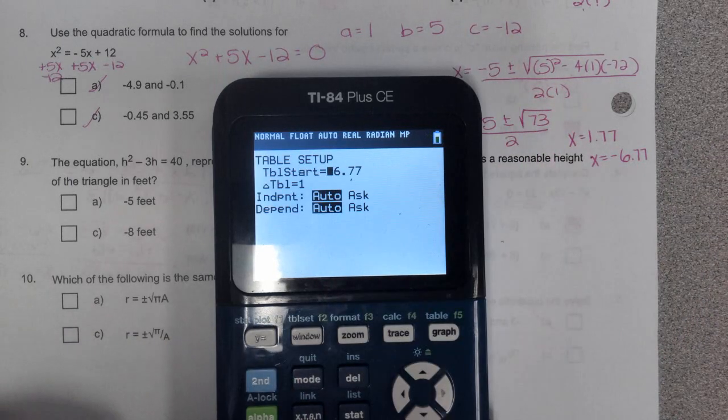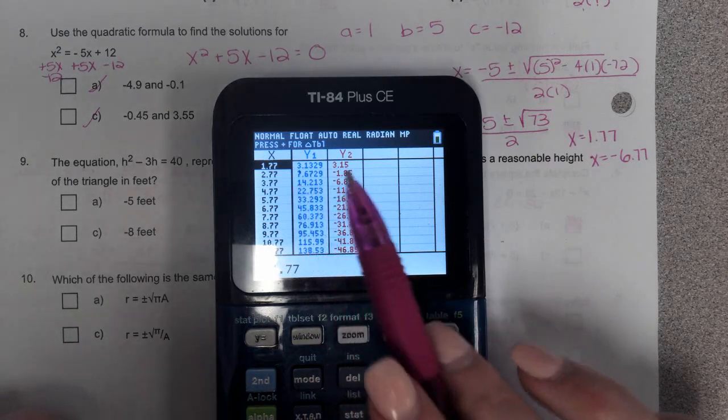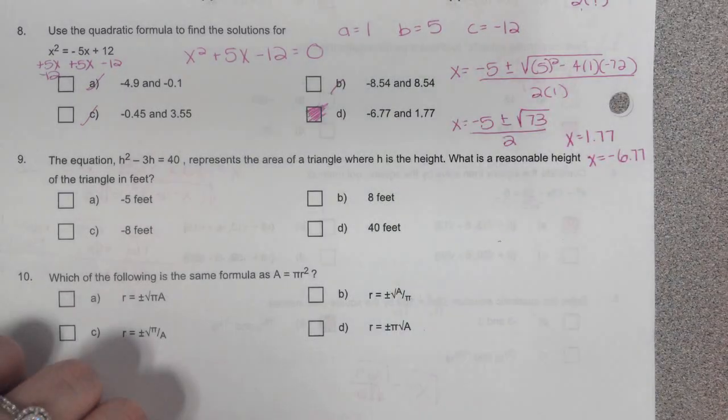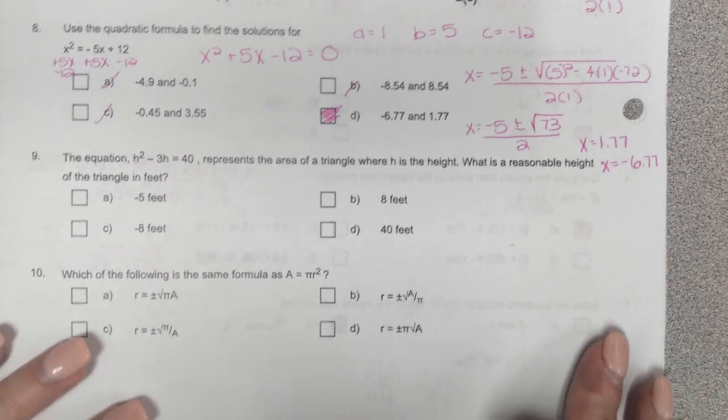Let's check the other one. 1.77. 3.13, 3.15. Those are pretty darn close. So your calculator can do a lot of this test for you.